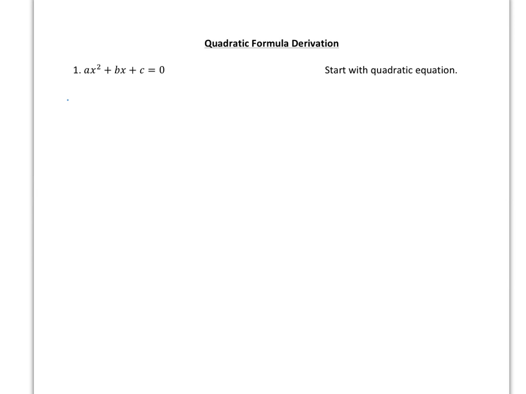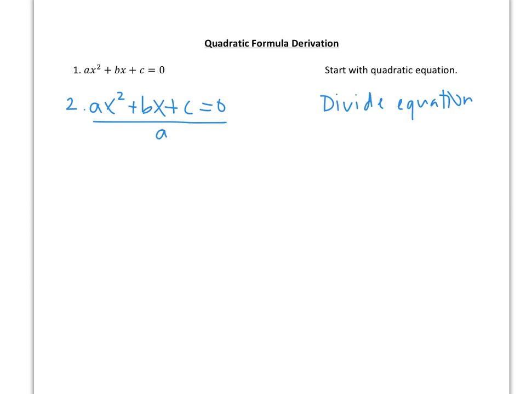So step 2, we would have ax squared plus bx plus c equals 0, and all of that would be divided by a. Over on the right-hand side, we'll write our reasoning: divide the equation by a. Okay, then on step 3 here, we have x squared plus b over a x, because we don't know what a is, but we'll call it a for right now, plus c over a equals 0. 0 divided by anything is 0.